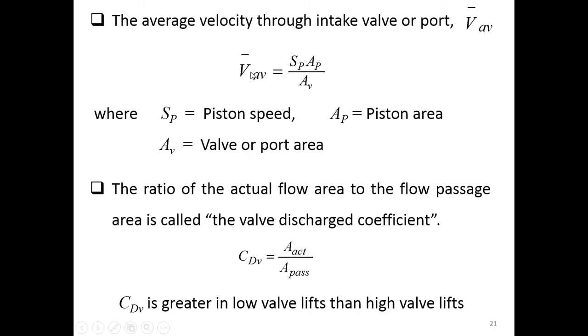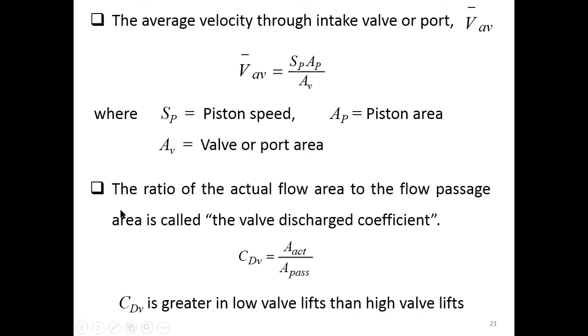The volume flow rate that flows in, which is the average velocity through the intake valve times the valve or the port area, right? This is the volume flow rate that flows in, equal to the piston speed times the piston area, which is the volume flow rate that is received. They are the same. So we make use of this to come up with the average velocity through the intake valve by knowing the piston speed here, the piston area here, and the valve area here.